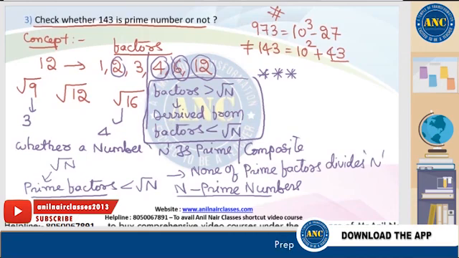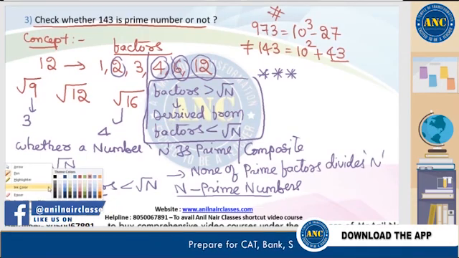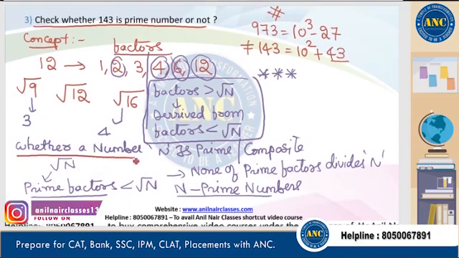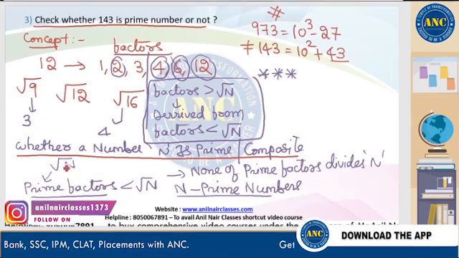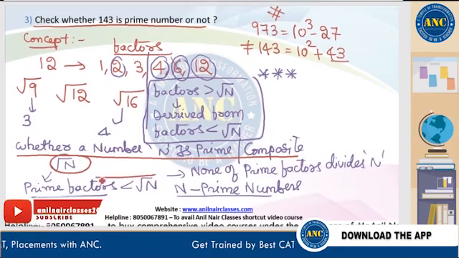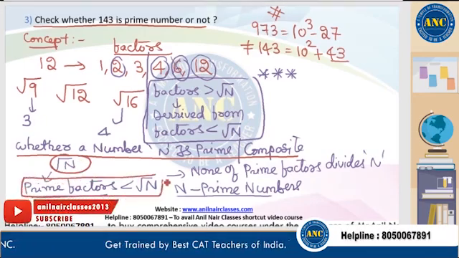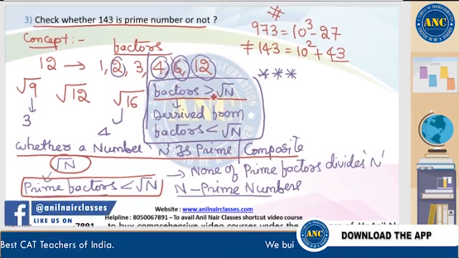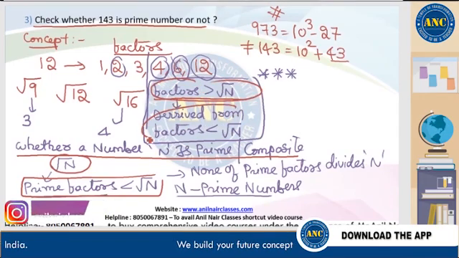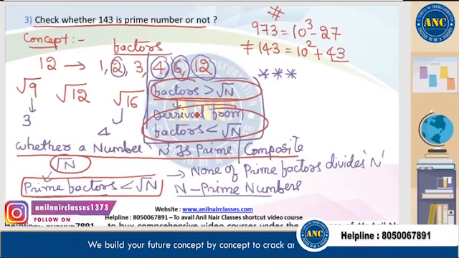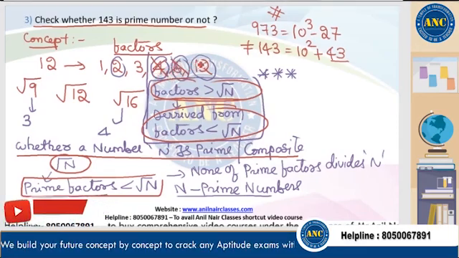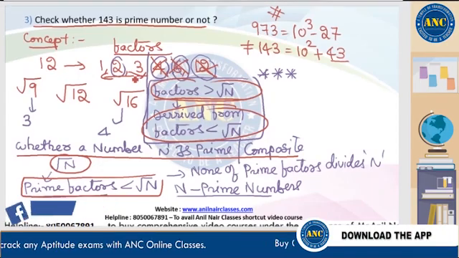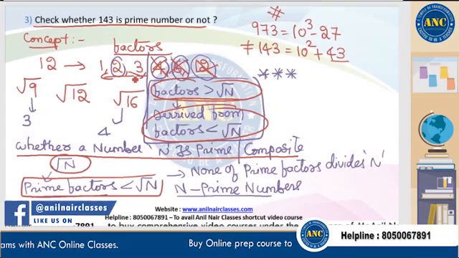For smaller numbers, there are still more and more methods. We will cover them one by one. For smaller numbers, how to check whether a number is prime or composite? First, take root n. Step number 2, take all prime factors less than root n. Why are we not taking prime factors greater than root n? All the factors greater than root n are actually derived from factors less than root n. So you don't need to take 4, 6 and 12, if you are taking 1, 2 and 3, because 4, 6 and 12 are nothing but derived out of 1, 2 and 3.